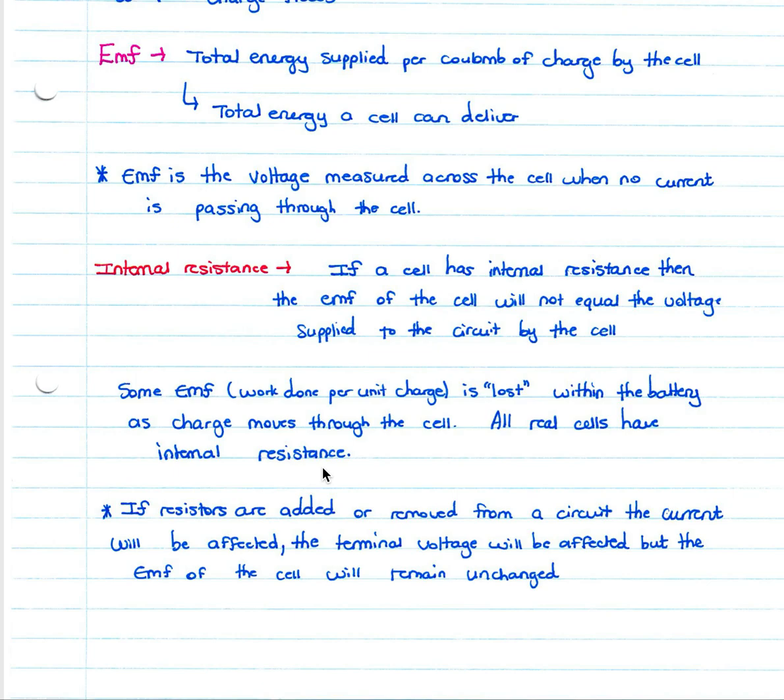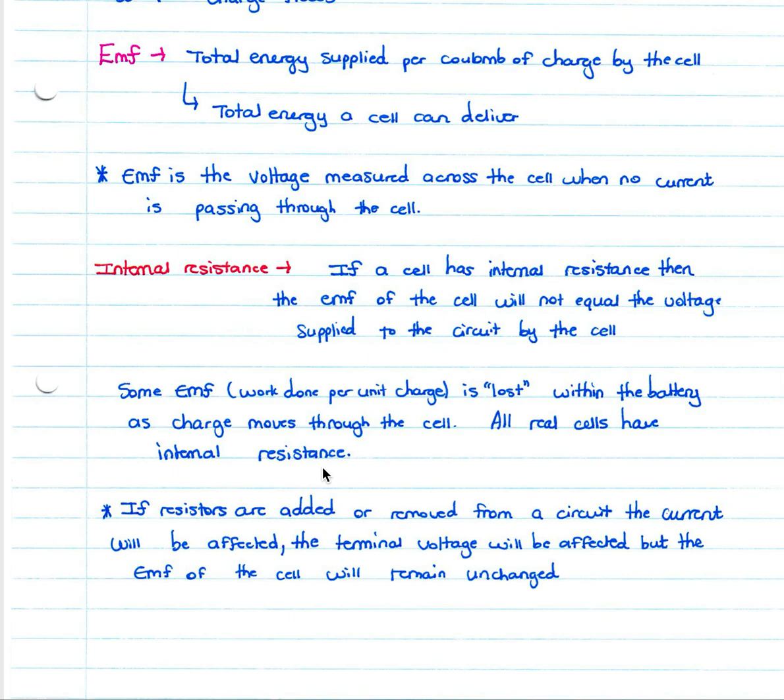Now, we need to know about internal resistance. So we've looked at resistors in your circuits. Now we need to look at internal resistance, which is resistance within your cell. If a cell has internal resistance, then the EMF of the cell will not equal the voltage supplied to the circuit by the cell. Some EMF, which remember is your work done per unit charge, is lost within the battery as charge moves through the cell. All real cells have internal resistance.